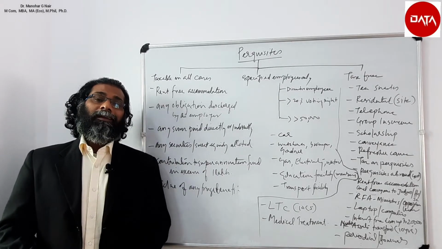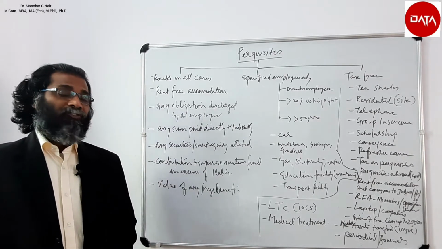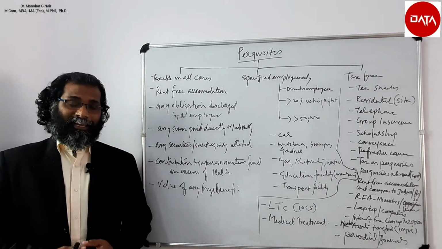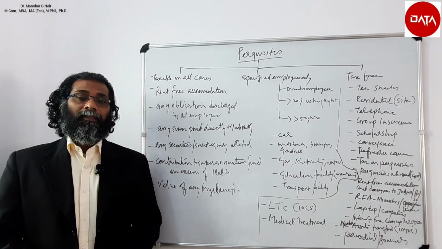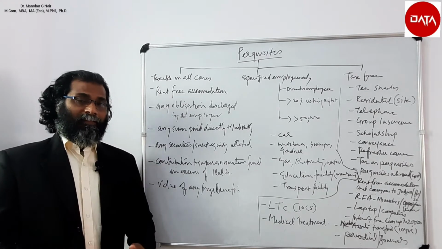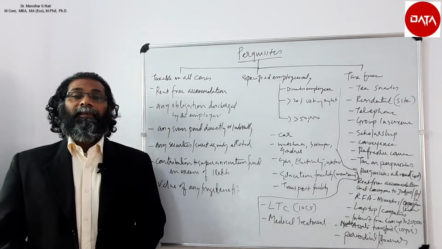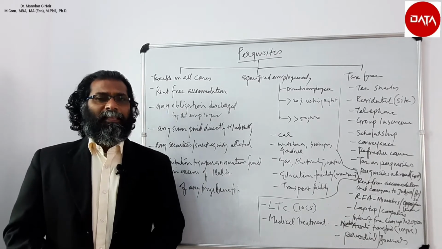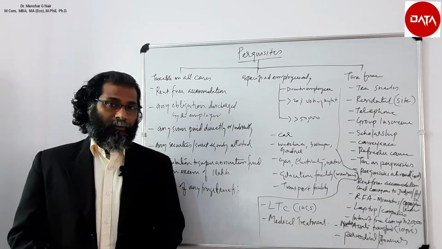We can broadly classify the perquisites into three categories: taxable perquisites in all cases of employees, perquisites taxable only in the case of specified employees, and tax-free perquisites. First, taxable perquisites in the case of all categories of employees.